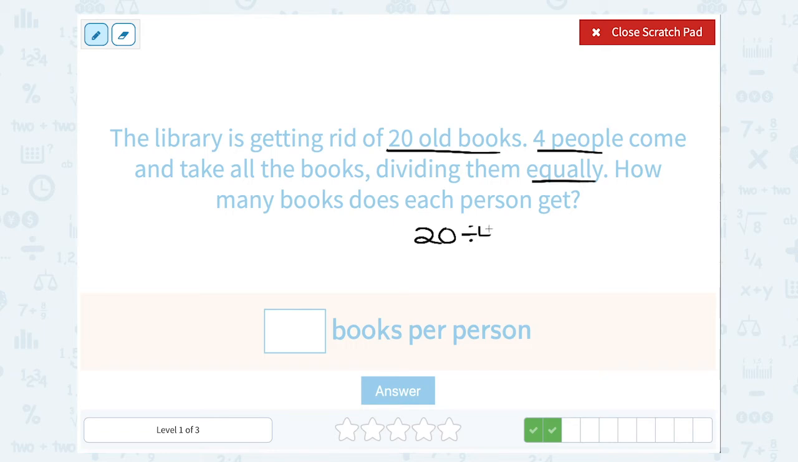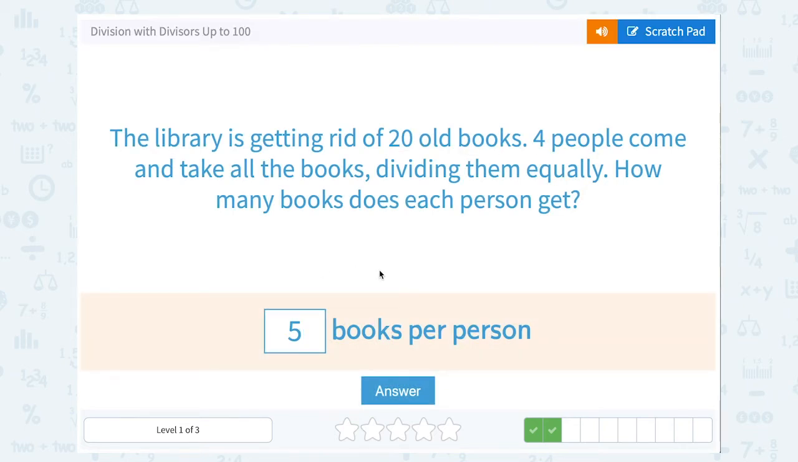Okay, and this is one that hopefully you know, 20 divided by 4. And another way to think of that is 4 times what number would give me 20? Well, 4 times 5 would give me 20. 20 divided by 4 is 5. So that means they get 5 books per person.